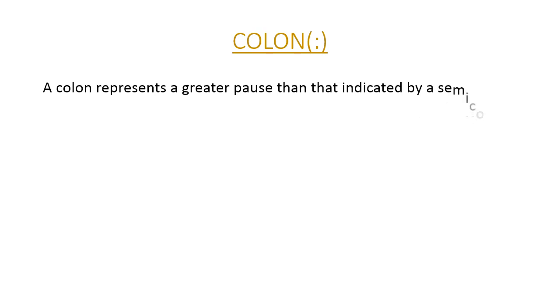So now we had studied about semicolon. Semicolon is one dot and a comma, and colon is two dots. A colon represents a greater pause than that indicated by a semicolon. So comma is a very short pause. Semicolon is a bit greater than that, and colon is greater than semicolon also. Okay, let's read about it.